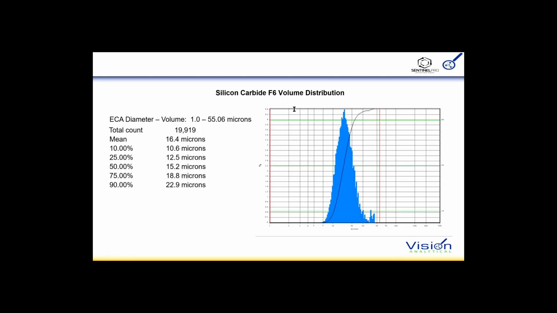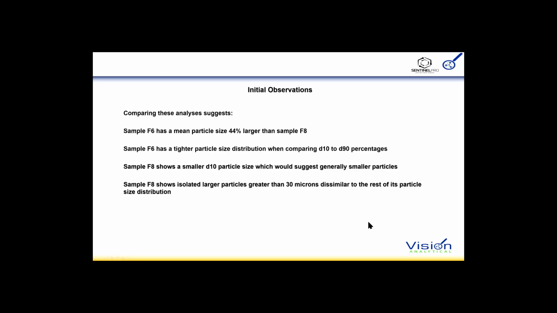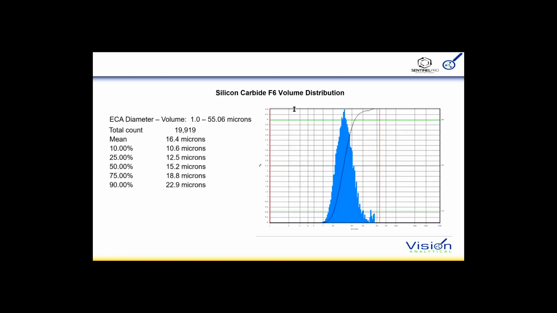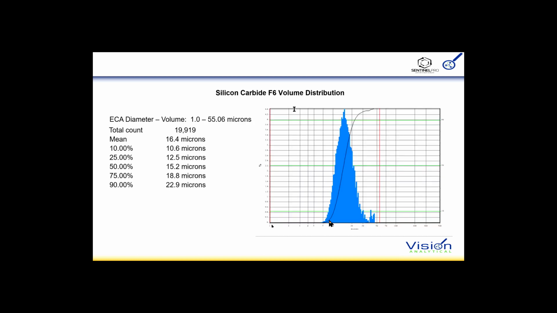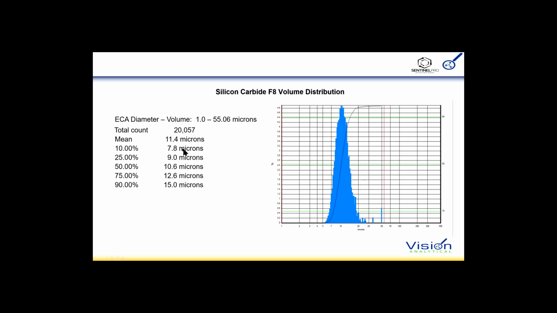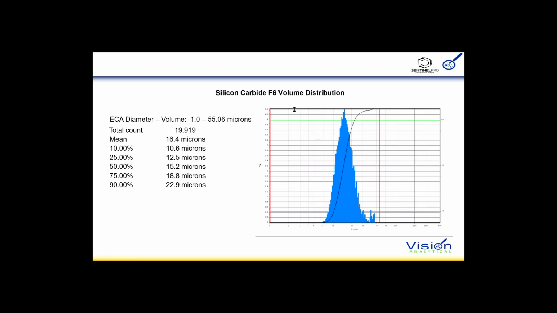So this distribution is somewhat wider, but it has more particles above 30 microns, but it doesn't reach 50, like sample F8. So our initial observations are sample F6 has a mean of 16.4 microns, and sample F8 11.4. So that says that F6 is roughly 44% larger than F8.